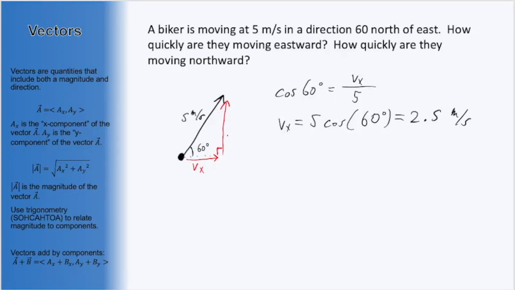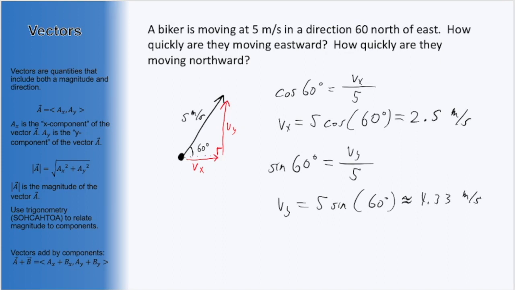Meanwhile, the vertical component, which is the northward part of our velocity, which I'll call Vy for the y component, is the opposite side of that 60 degree angle. So using SOHCAHTOA to relate the opposite side and hypotenuse, I should use sine of that 60 degrees equals the opposite side, which is my y component, divided by the hypotenuse, which is 5. Moving things around again, I get Vy equals 5 times sine of that 60 degrees. Plugging this into our calculator gives us approximately 4.33 meters per second.